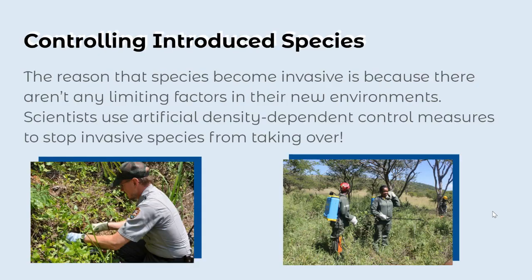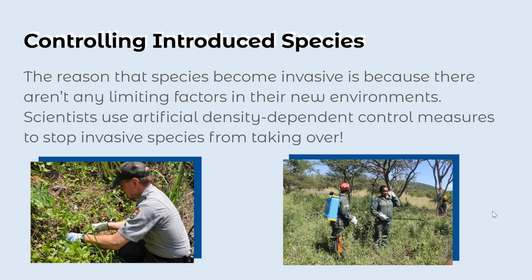We're also going to talk about controlling introduced species. So when we talk about invasive species, invasive species are typically species that are introduced to a new environment where they don't have any limiting factors. They don't have natural predators. They will just keep going and going and going because there's nothing to stop them. They have all the nutrients they need. They have all the sunlight they need. They are in exponential growth because they don't have anything to limit their growth in their new environments.